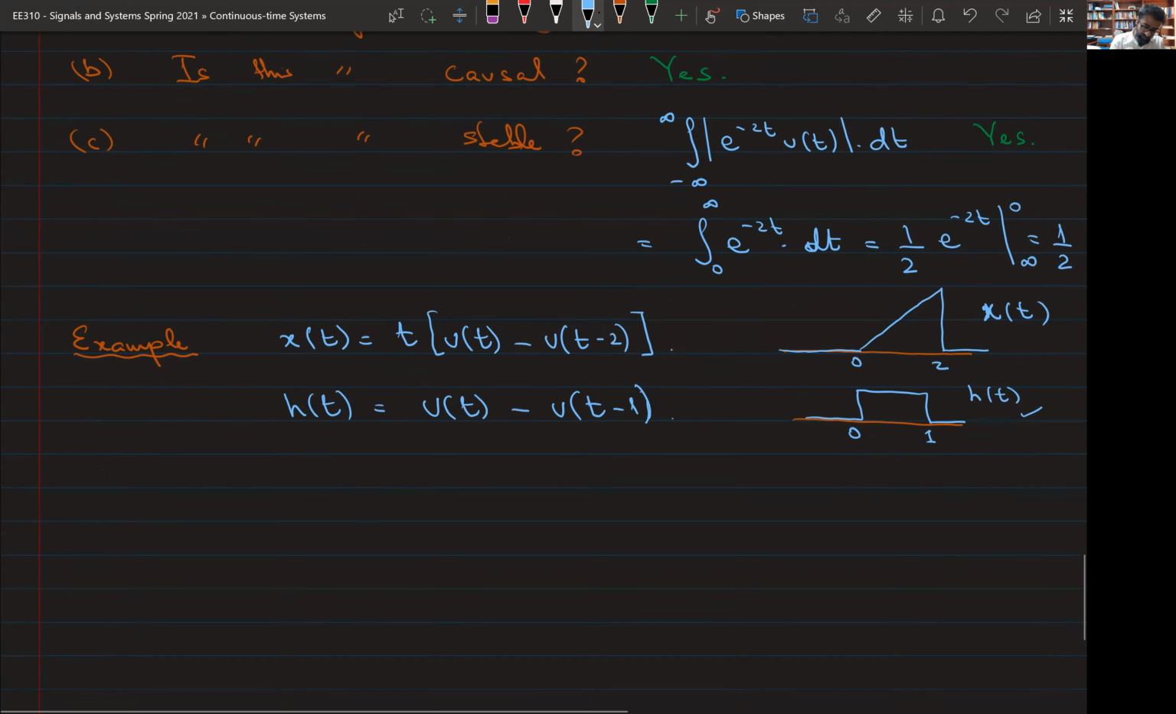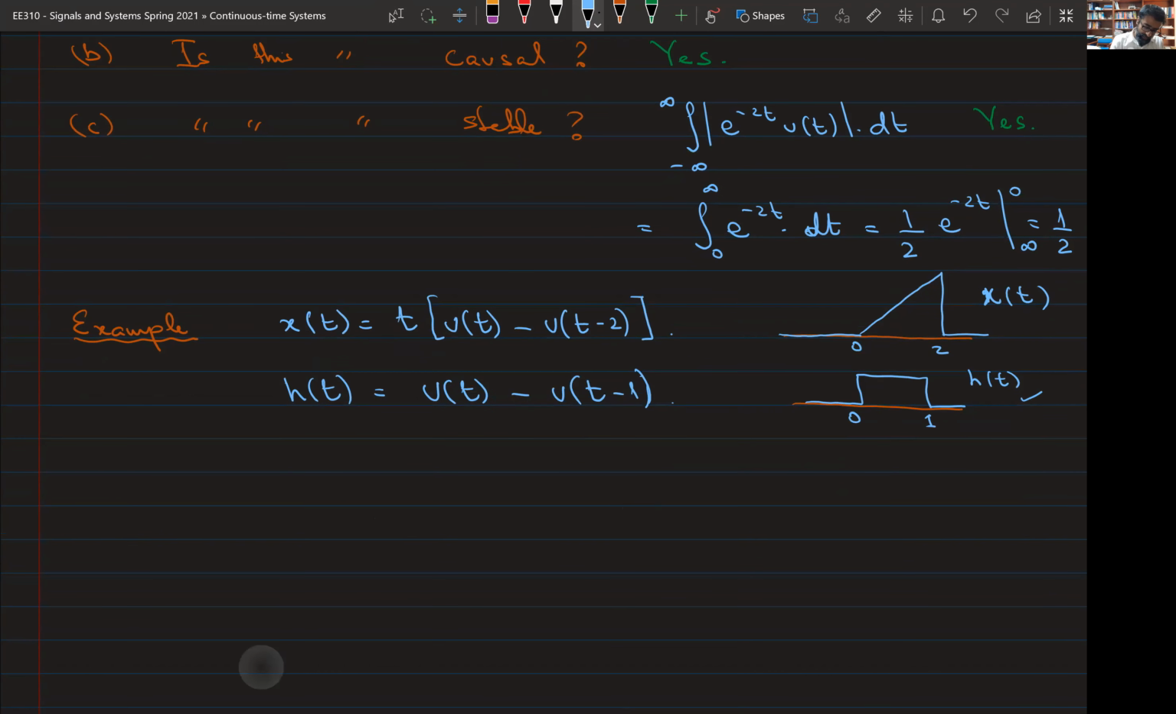So what we want to compute is y of t, which is x of t convolved with h of t. And therefore, this is x of t convolved with u of t minus u of t minus 1.